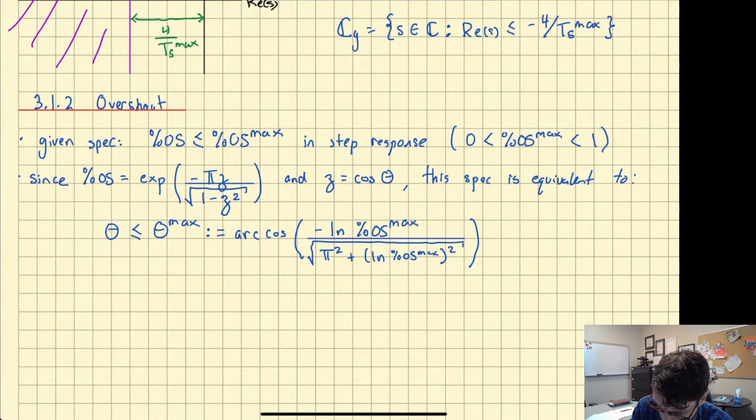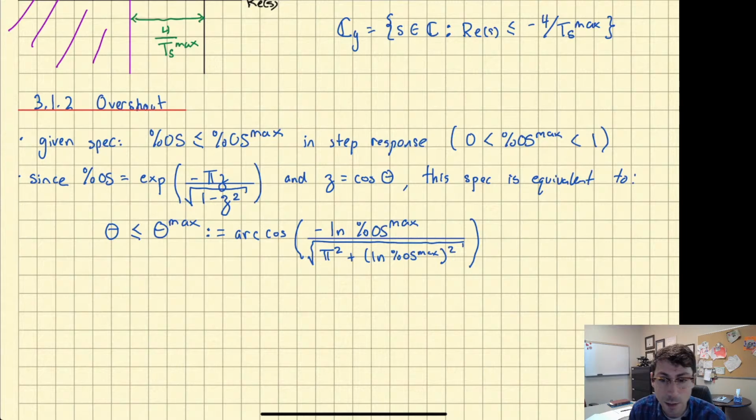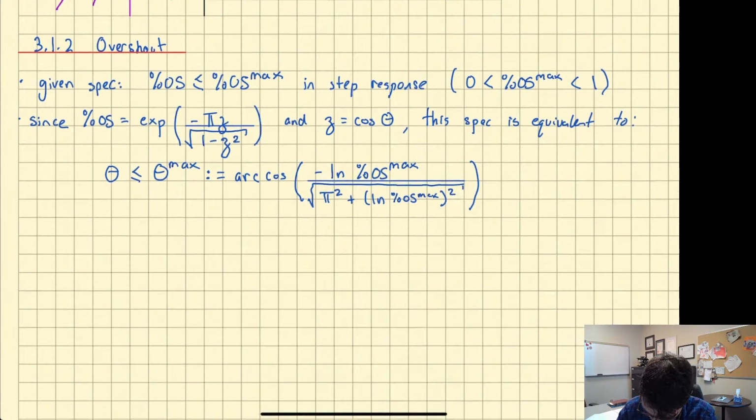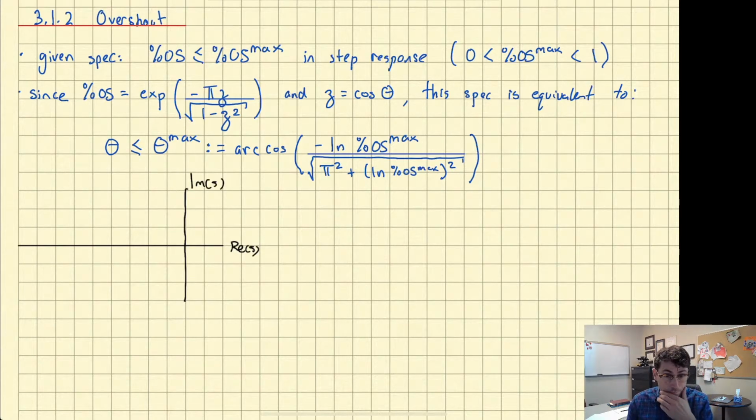Okay, so the spec, you're given overshoot max, plug it into the formula, you get a maximum angle, and that now gives you an allowable region in the complex plane. So let's draw the picture. Imaginary part of s. Let's draw it this way.